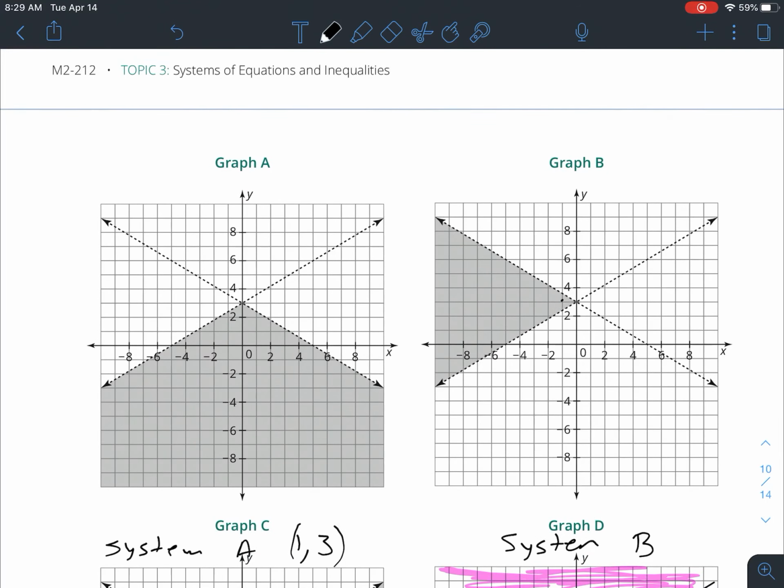So graph B is actually system C, and that leaves graph A as system D.